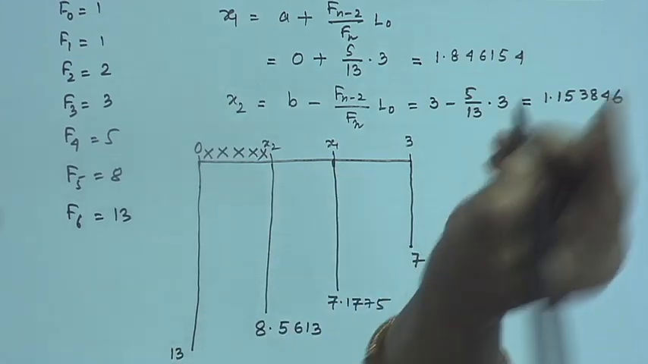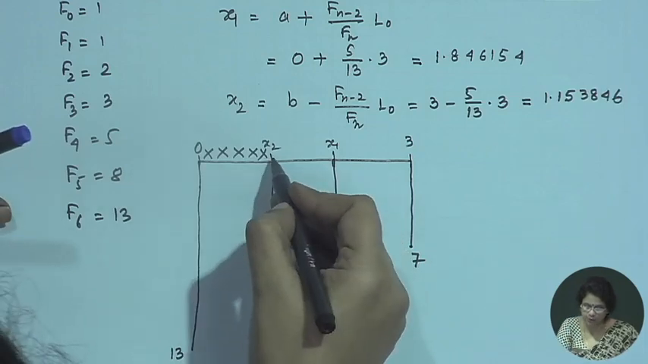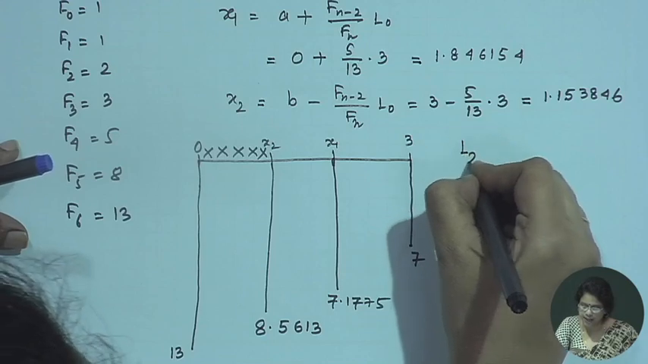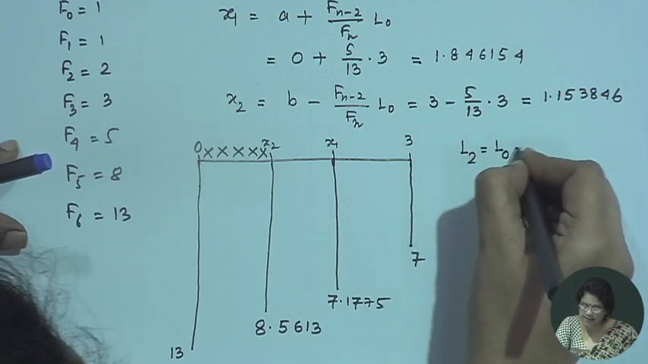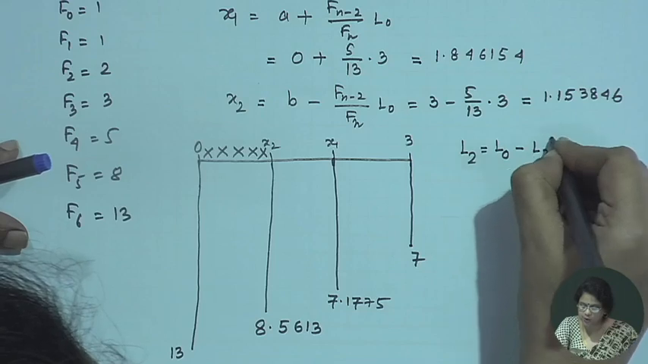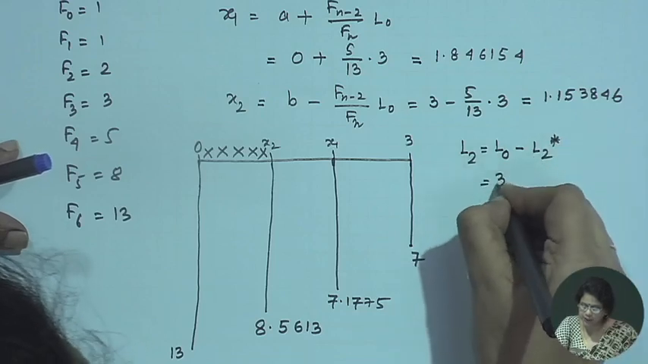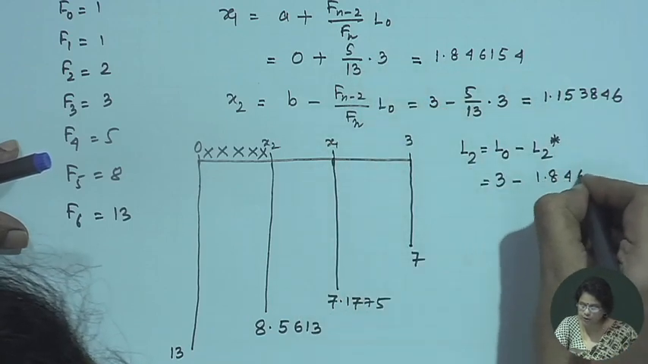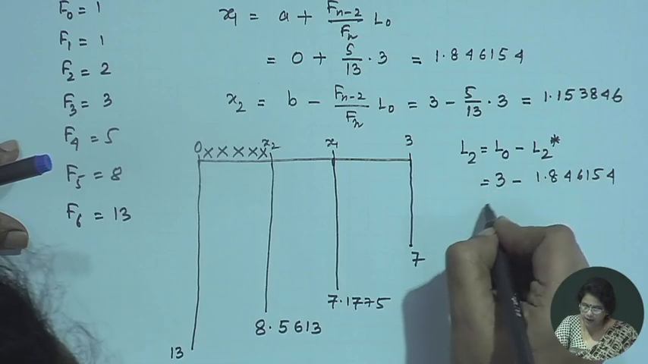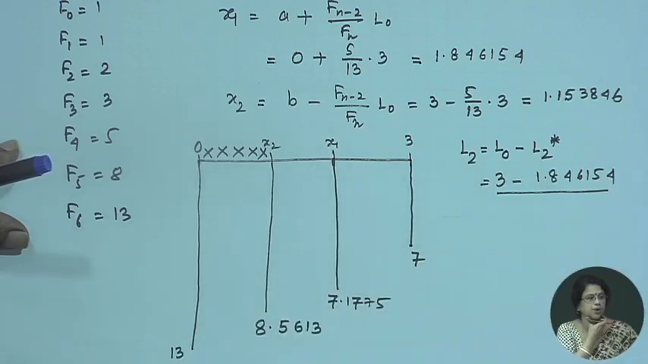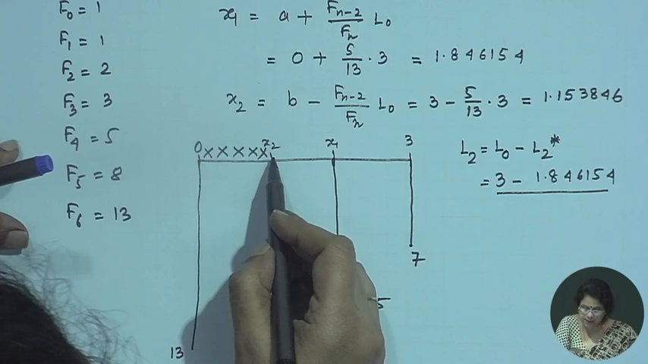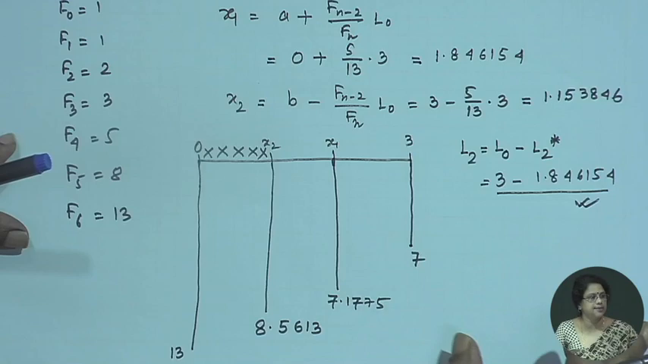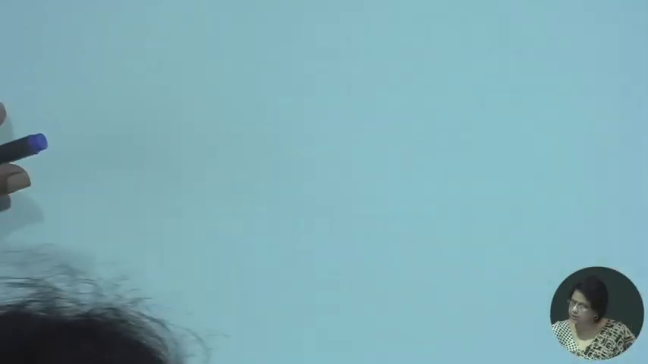Okay. My new interval of uncertainty would be from x2 to 3. If we calculate the new interval of uncertainty, L2 will always come as L0 minus L2 star, that is 3 minus L2 star, which was coming as 1.846154. You will always get this value. Even from the picture, if I find out, I will get this interval size in the next. Okay. I will do the next iteration.